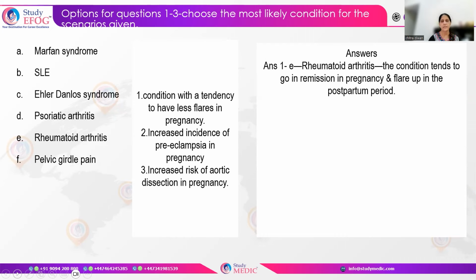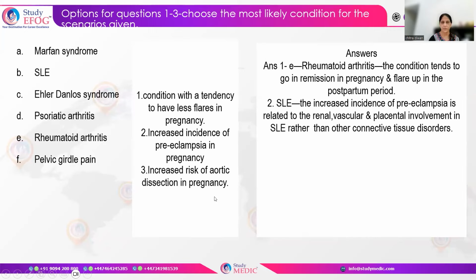Which condition has an increased incidence of preeclampsia in pregnancy? Remember, it is SLE. It is because of the increased incidence of renal, vascular, and placental involvement in SLE that these women have more incidence of preeclampsia rather than any other connective tissue disorders. Which condition has an increased risk of aortic dissection in pregnancy?